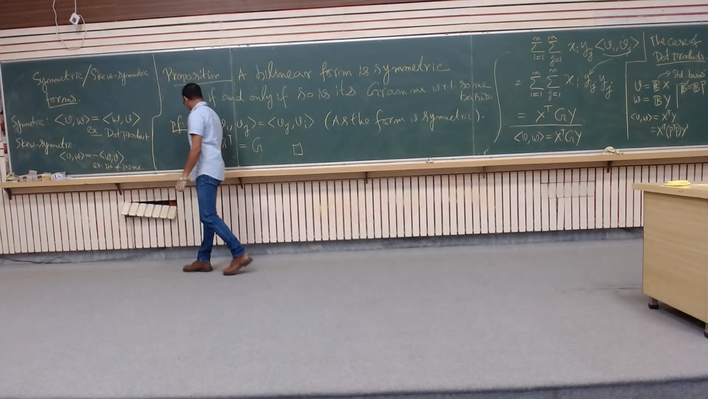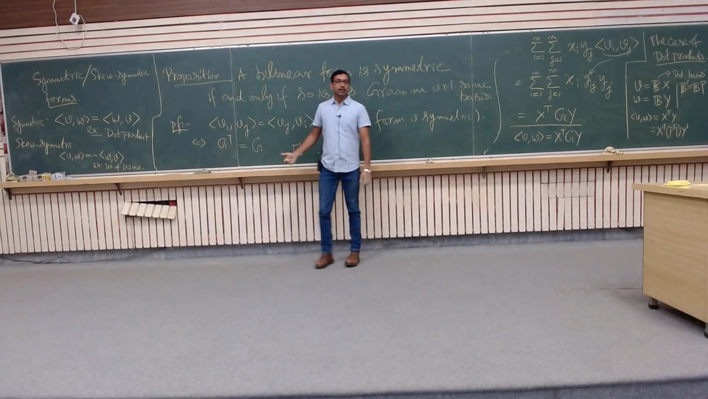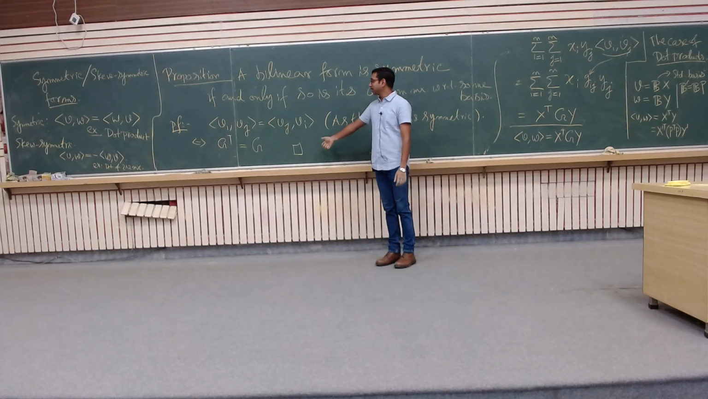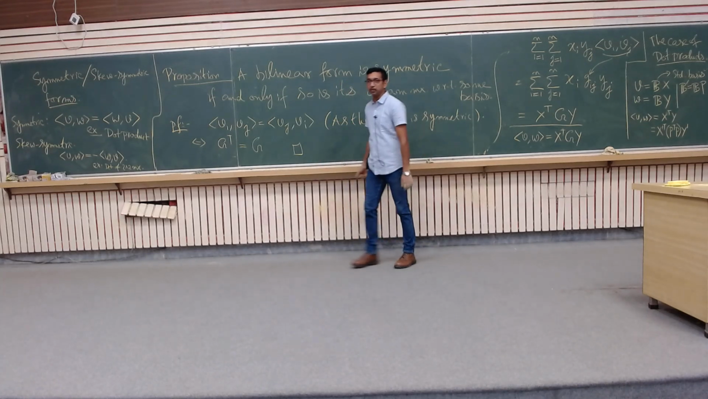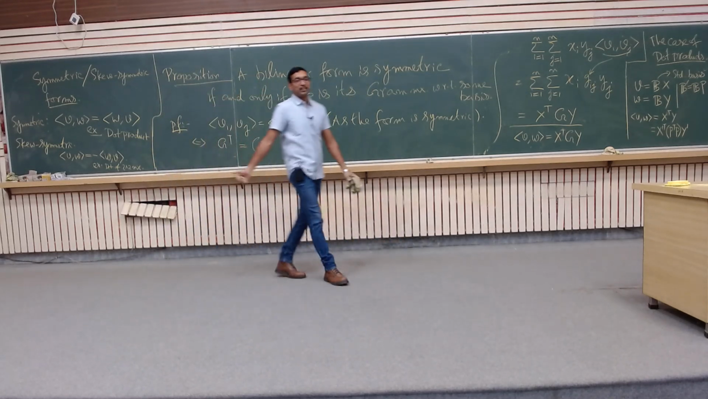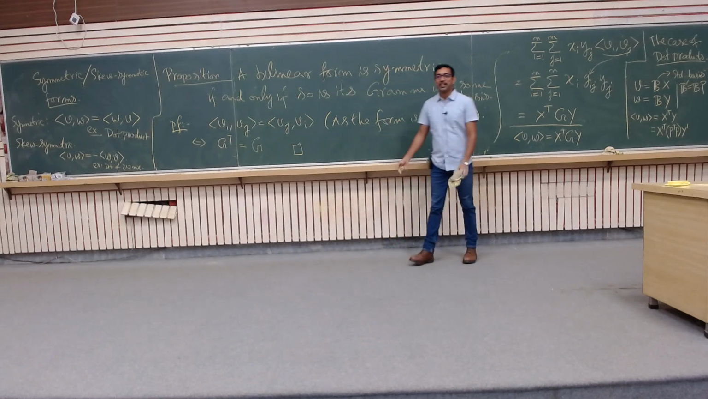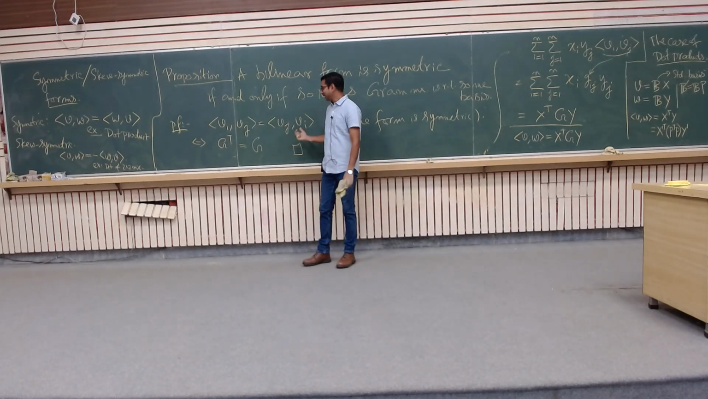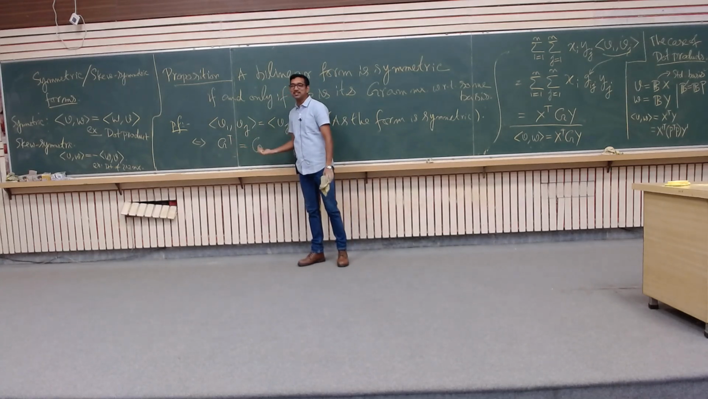And in particular, that means it doesn't matter which basis you are taking. If the form is symmetric, the Gram matrix is always a symmetric matrix. Well, and the other part is also exactly the same. That would mean that ⟨Vi, Vj⟩ is minus ⟨Vj, Vi⟩, and so G transpose is minus G.